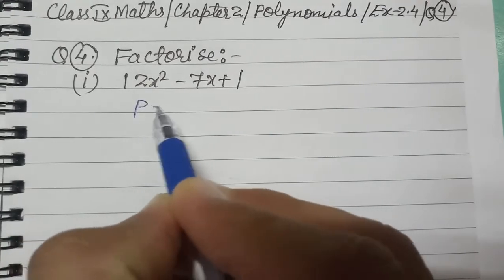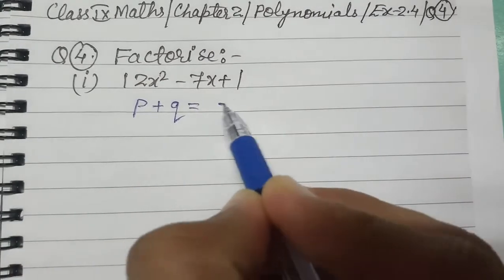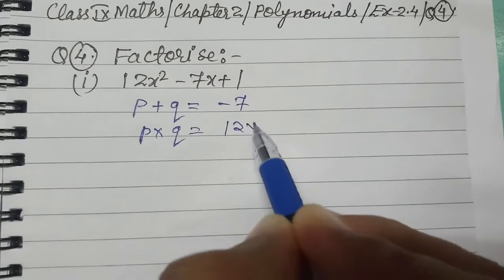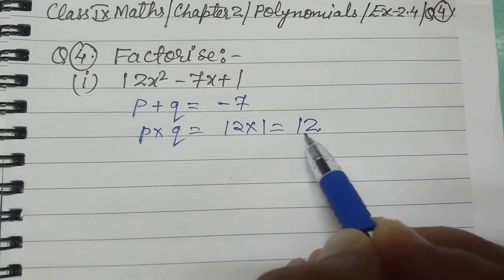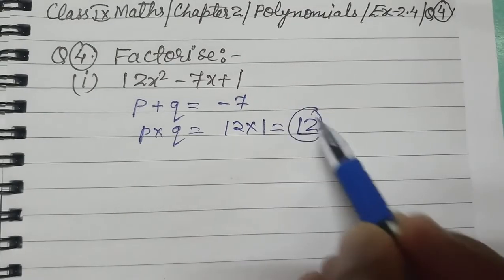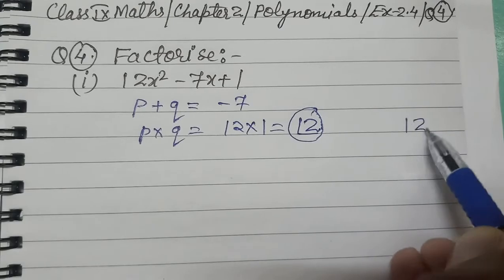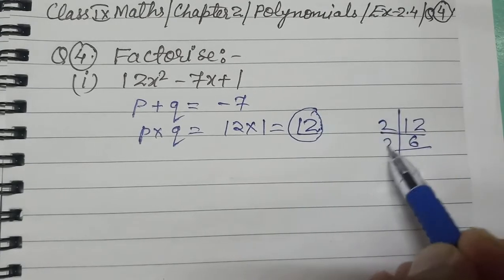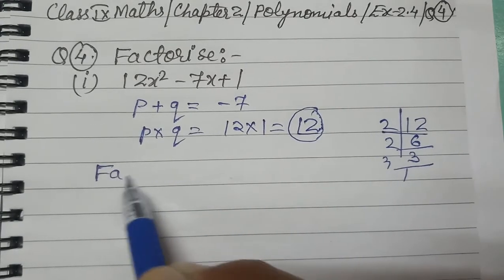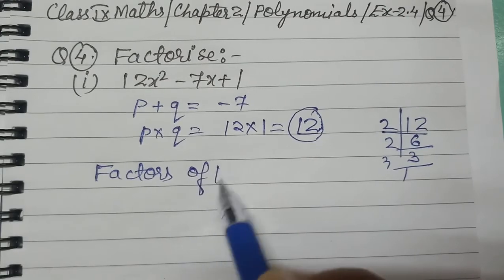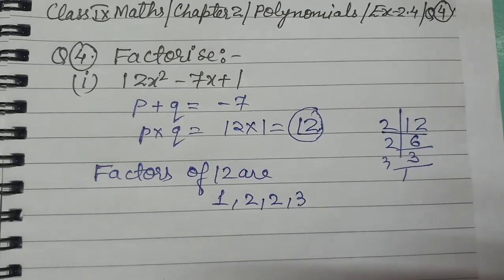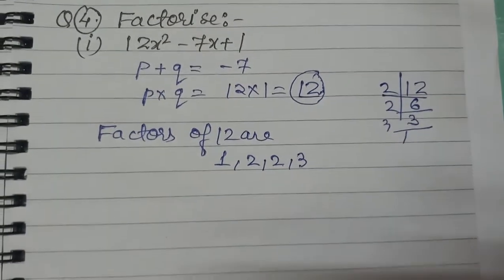Now we have to choose two numbers such that on adding we need minus 7, and on multiplying we need 12 into 1, that is 12. And we are always taking the factors of the multiplication one. So let's take the factors of 12. 2 6 are, 2 3 are, 3 1 are. So what are the factors of 12? Factors of 12 are 1, 2, 2, 3. These are the factors of 12.